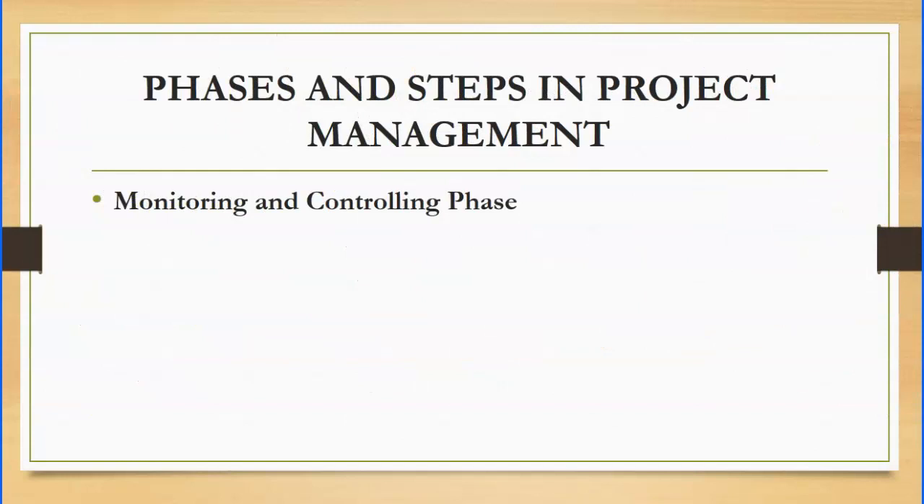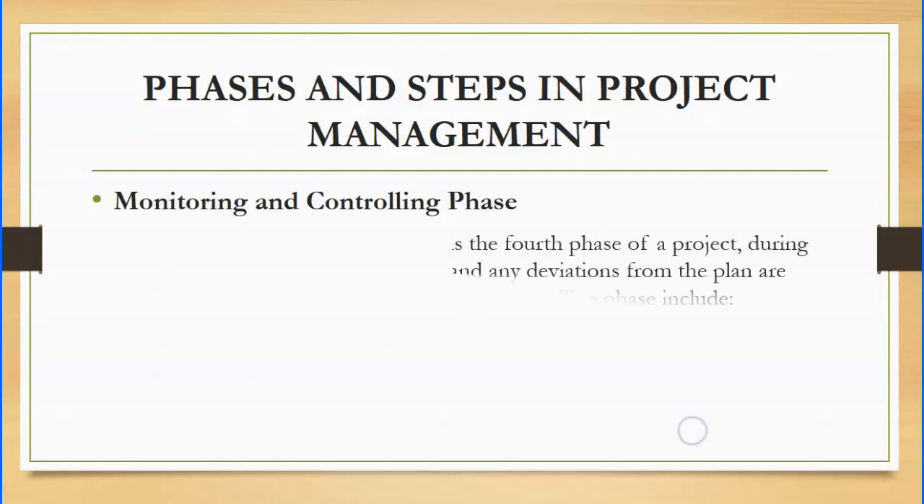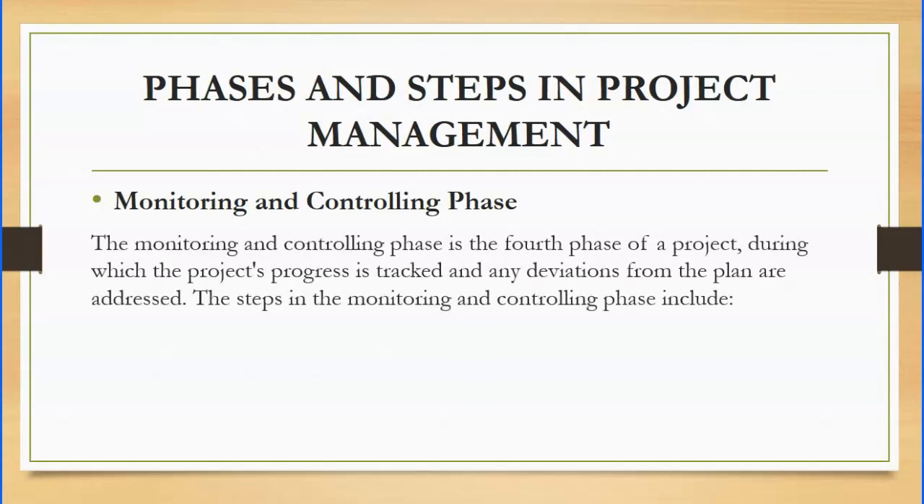We go to the next phase. We have the monitoring and controlling phase. What do you understand by the monitoring and controlling phase? This is the fourth phase of a project, during which the project's progress is tracked and any deviations from the plan are addressed.